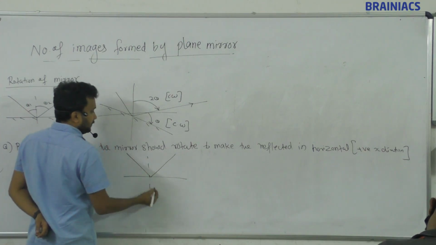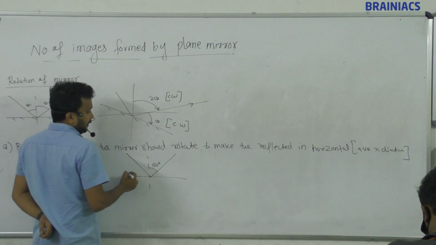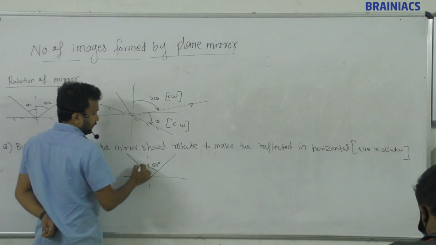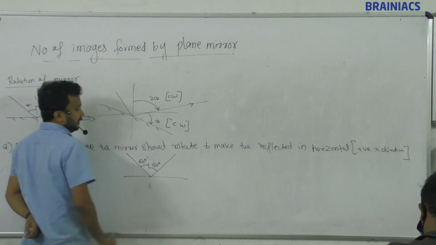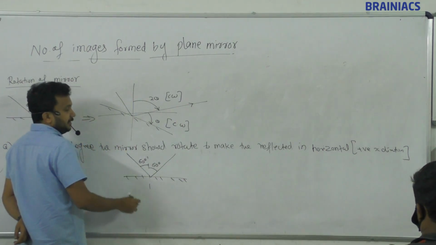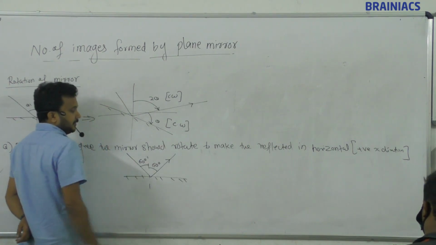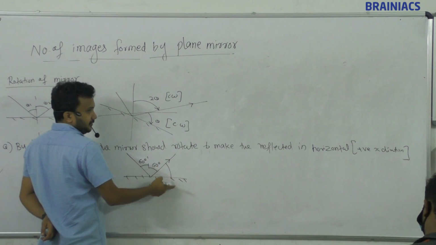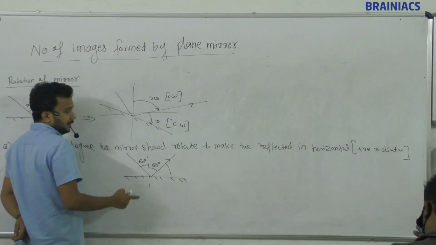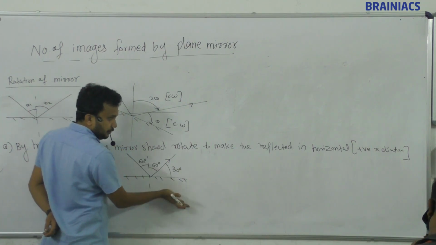Now, the reflected ray is initially at 60 degrees, and this is also 60 degrees. Now how much do I need to rotate this reflected ray to make it horizontal? This is horizontal. So how much degree do I have to rotate this reflected ray? 30 degrees I have to rotate. So the reflected ray should rotate 30 degrees.